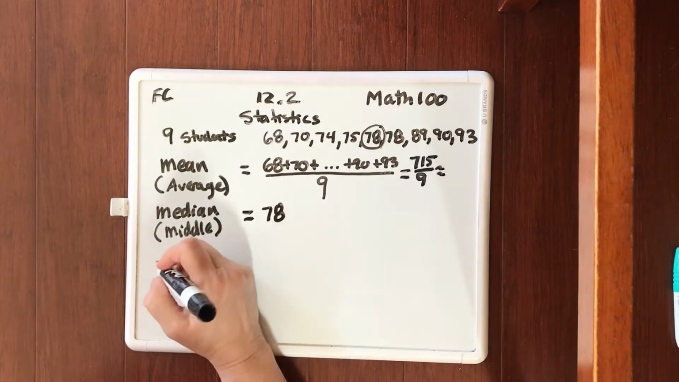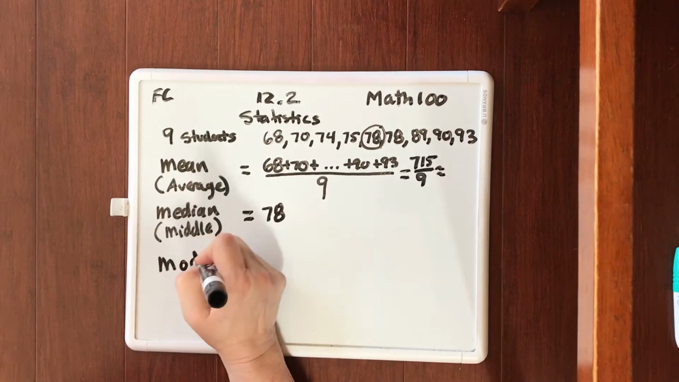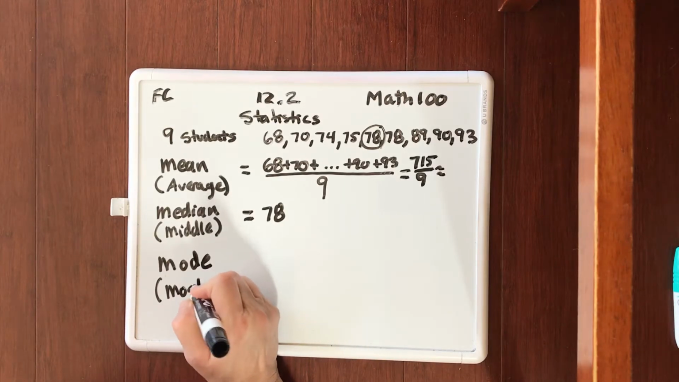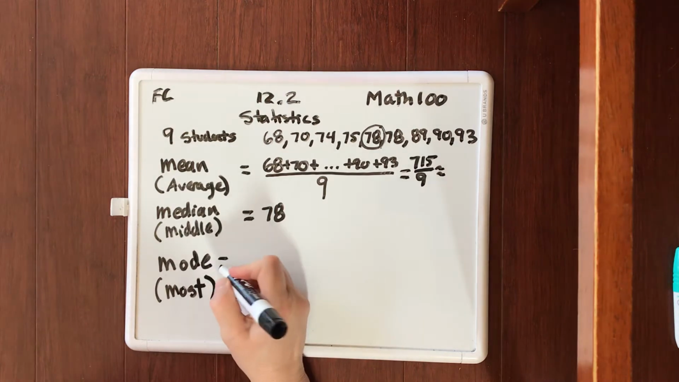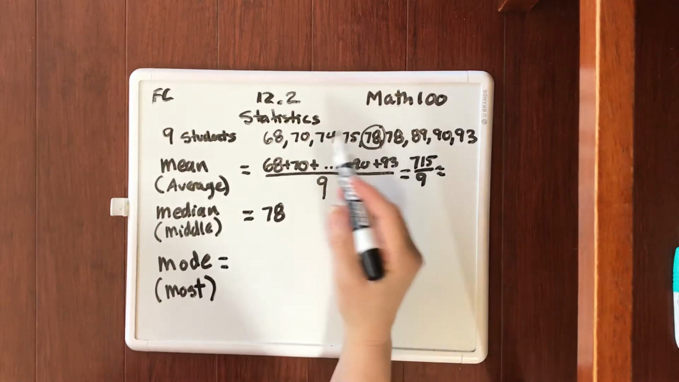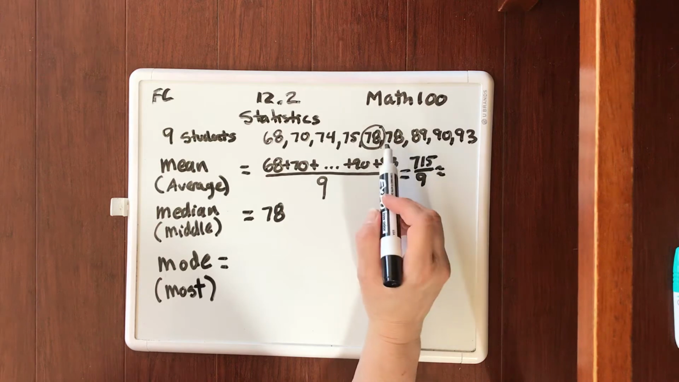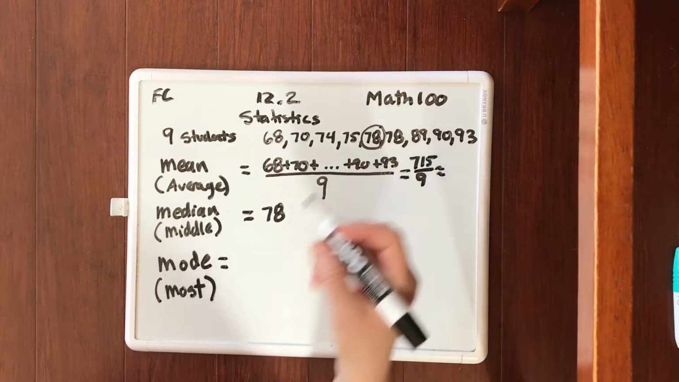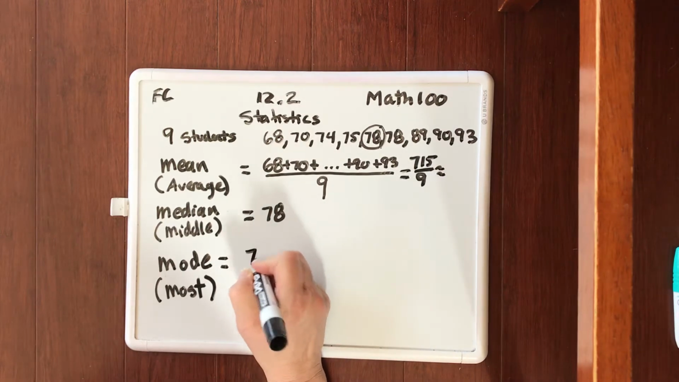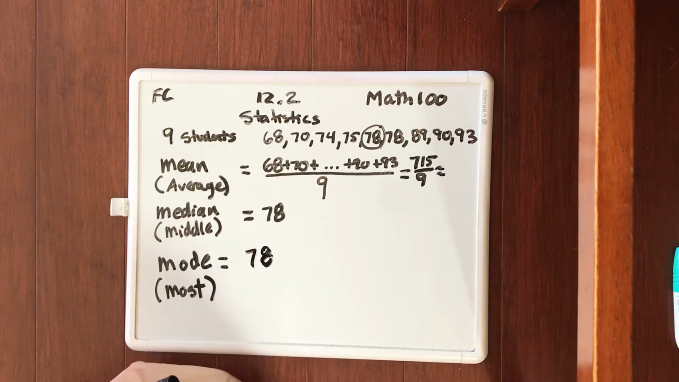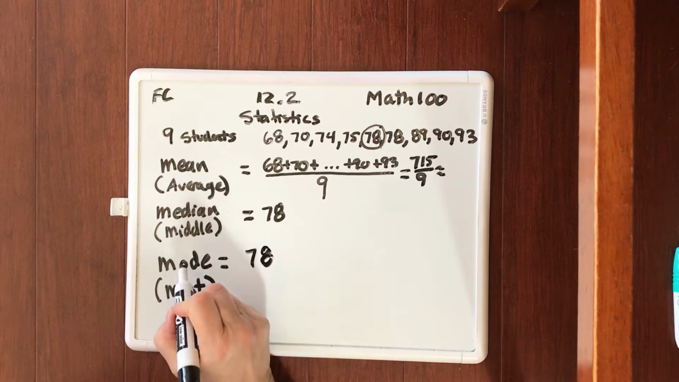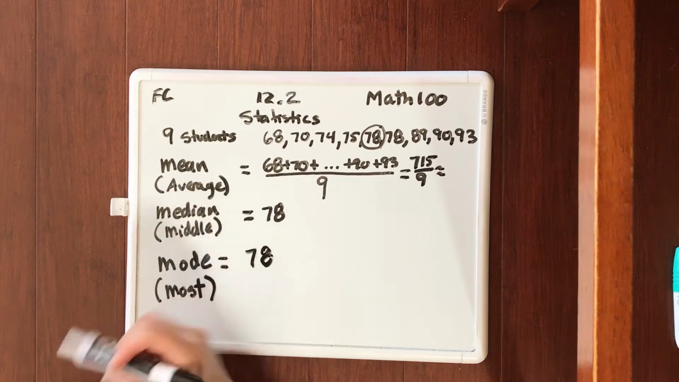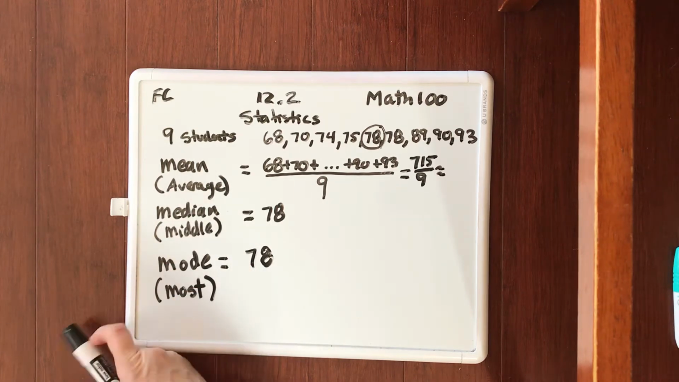Our next word we're going to learn is mode. And mode just means which number shows up the most. And we can have more than one mode, but in this example, we only have one number, which is 78. It shows up 2 times, and none of the other numbers do. So the one that shows up the most is 78. So a little hint to remember, mode has MO in it, just like most does. Median is the middle, and mean is the average.